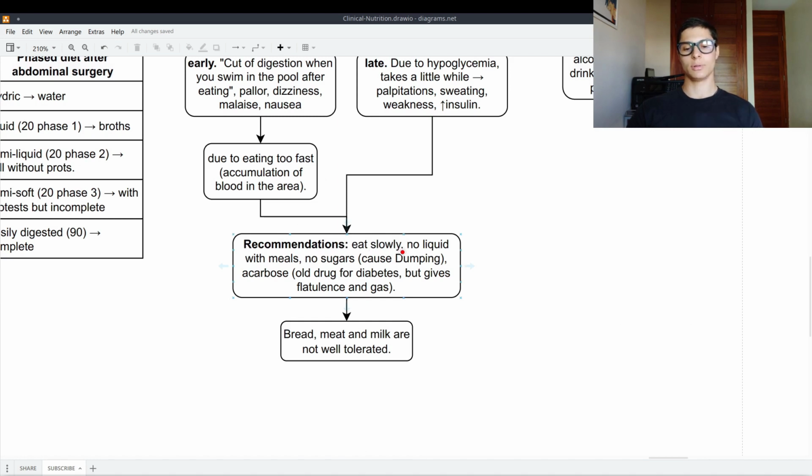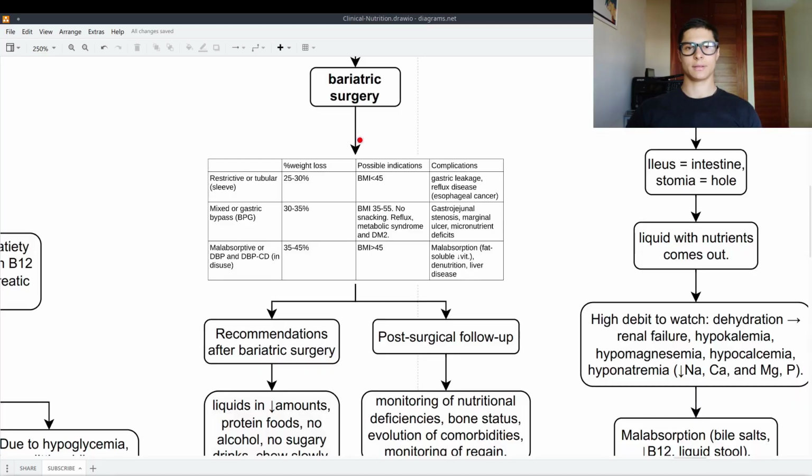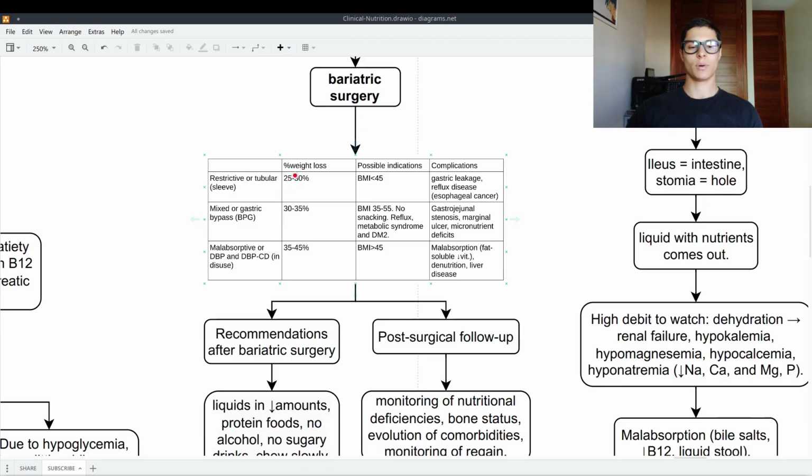Recommendations: eat slowly, no liquid with meals, no sugars, because they cause dumping, and also the use of acarbose, but it gives flatulence and gas. It was an old drug for diabetes because of the higher insulin. Bread, meat, and milk are not well tolerated. Bariatric surgery, we talked about that in the obesity video. We have the restrictive or tubular sleeve, which causes between 25 and 30% of weight loss.